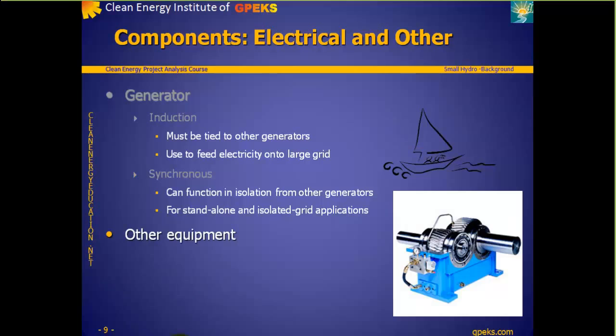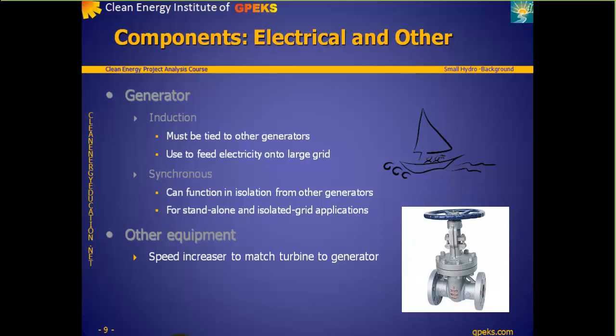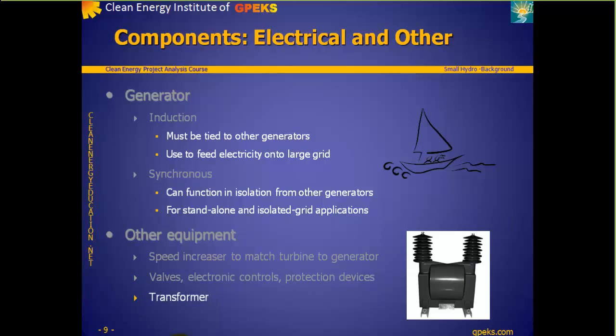Small hydro projects include a number of other components, both electrical and mechanical. Sometimes a speed increaser is required to match the rotational speed of the turbine to the speed at which the generator must turn, as dictated by the grid frequency. Electrical and mechanical controls, such as water flow valves, regulate the operation and protect the equipment from unexpected situations. Often an electrical transformer will raise the voltage of the electricity produced in order to reduce losses in transmission lines.